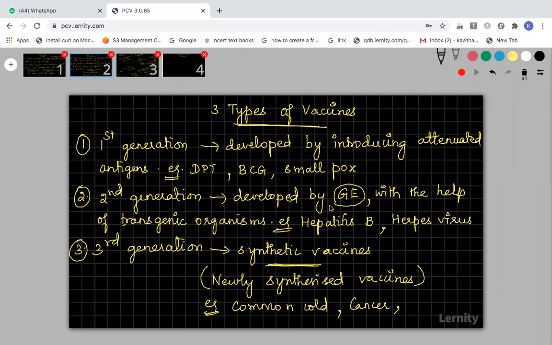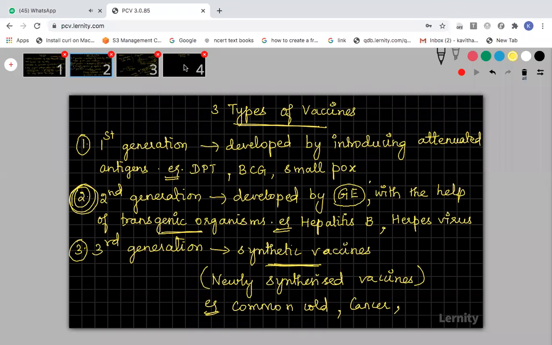Now, you may not understand what genetic engineering is. While studying the biotechnology unit, you will get to know how vaccines are developed using genetic engineering. In the 4th unit, in the applications of biotechnology chapter, you will study in detail how, using microorganisms and transgenic organisms, we develop vaccines. For now, just understand that second generation vaccines are developed by genetic engineering. That is enough for this.